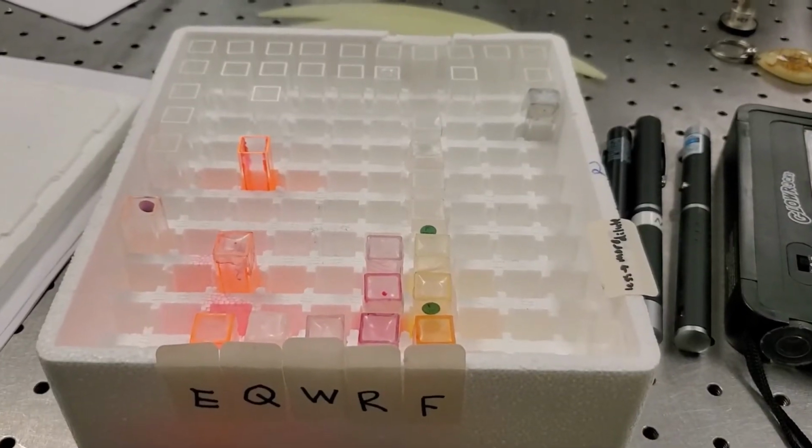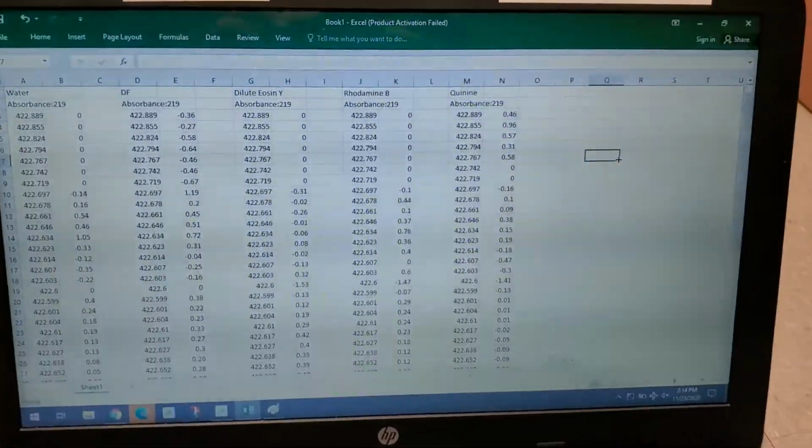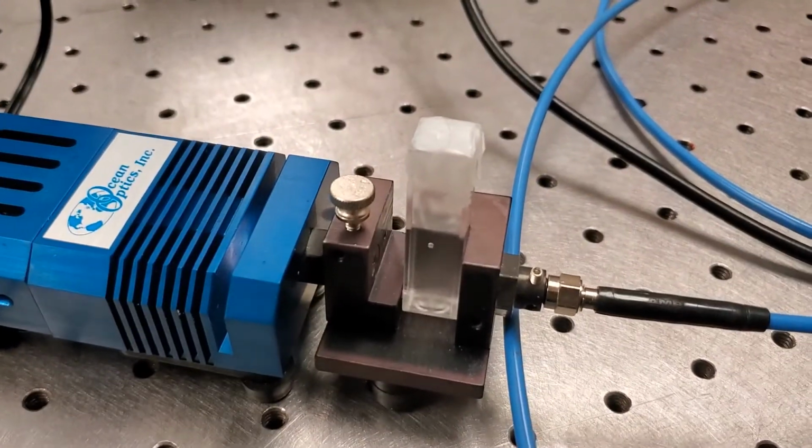Next, I'm also going to put in these other cuvettes with different materials, and those include dilute eosin Y, dilute rhodamine B, and quinine. So now that I have quinine in there, that completes all of the compounds I'm going to do. And now I can analyze this data.